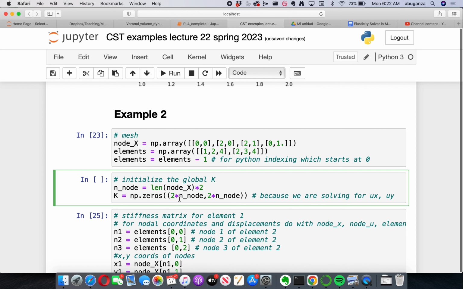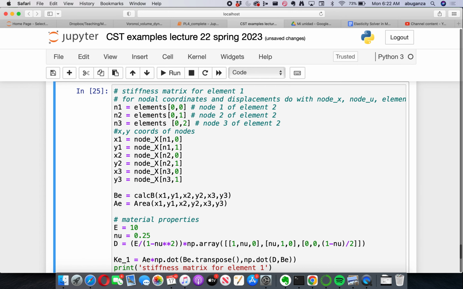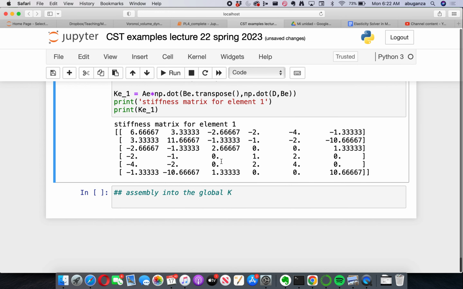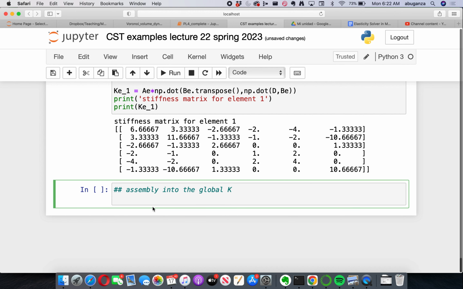For the heat transfer problem, this was just n node by n node. For the elasticity problems, it's 2 times the number of nodes times 2 times the number of nodes. Okay, so I have that. And then I'm going to assemble into this. When we do assembly, basically we need to know each one of these KE entries. There's a lot of them.